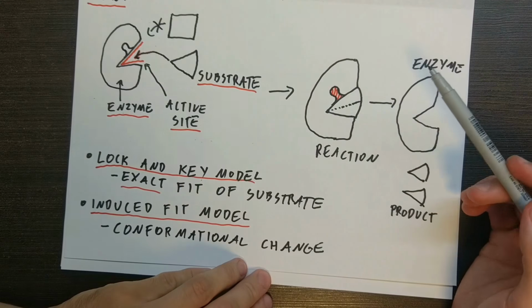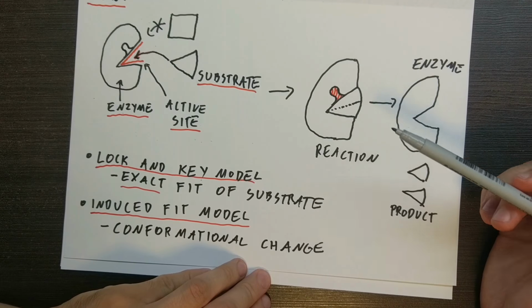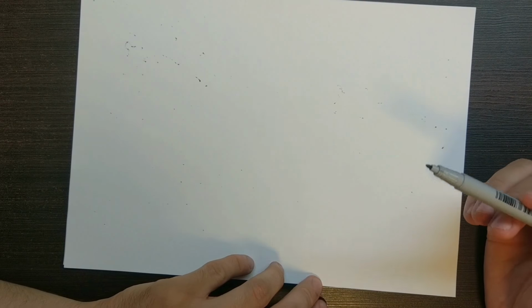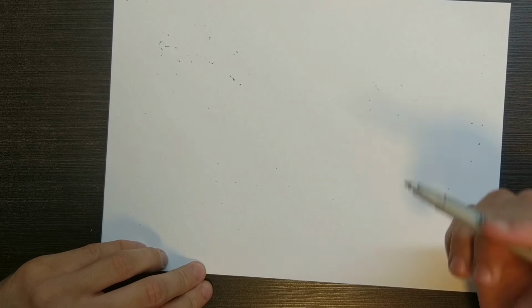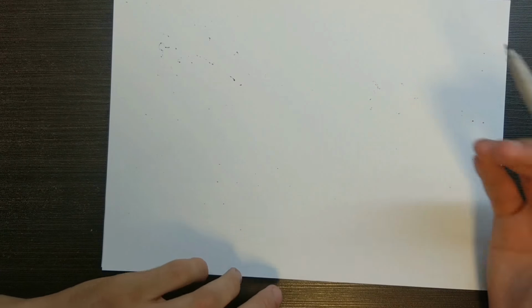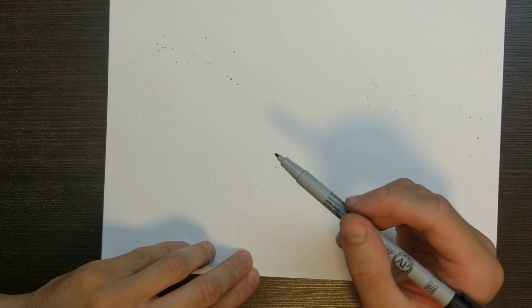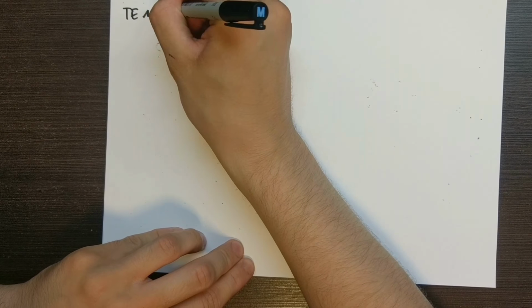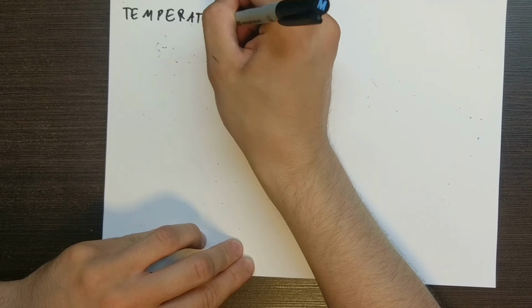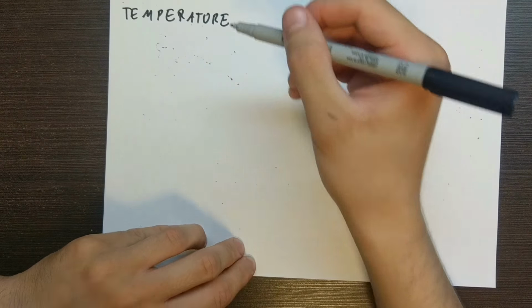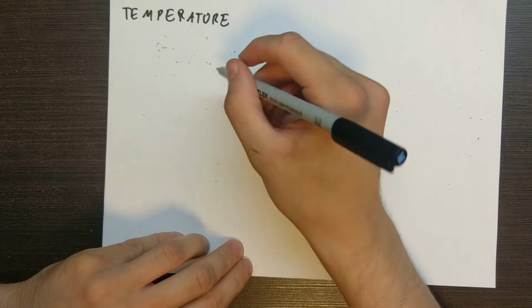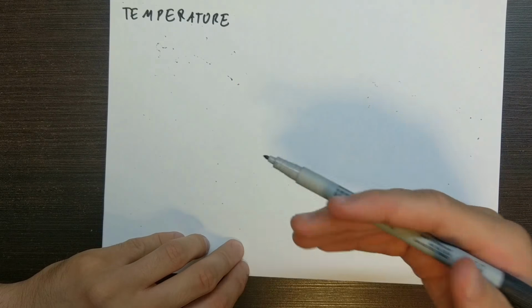However, how fast they work and how well they work can be affected by different conditions that these enzymes are in. So today we will cover two conditions. We will talk about the temperature and we will talk about the pH, the acidity and the alkalinity of the environment that the enzyme is working in. So let's cover temperature first, shall we? So I'm going to put this down here. Temperature.